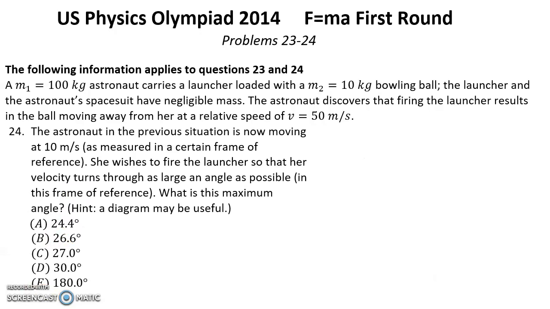Question 24. The astronaut in the previous situation is now moving at 10 meters per second as measured in a certain frame of reference. She wishes to fire the launcher so that her velocity turns through as large an angle as possible in this frame of reference. What is this maximum angle? Hint: a diagram may be useful.